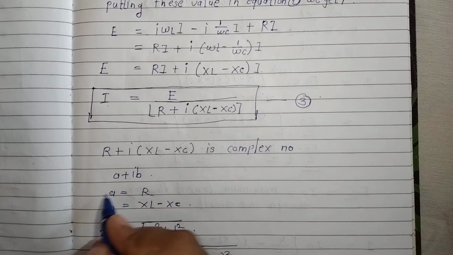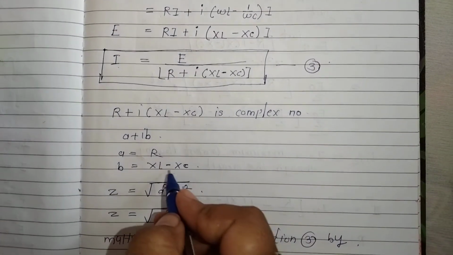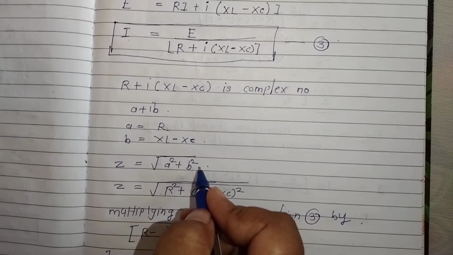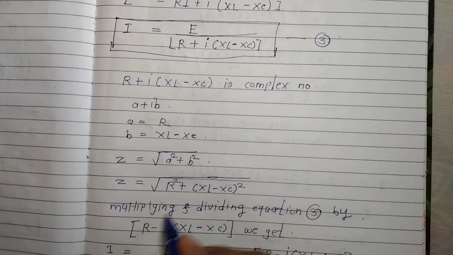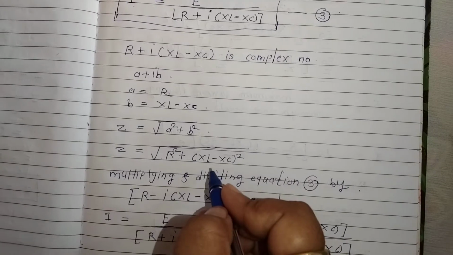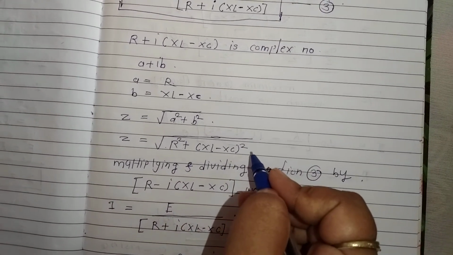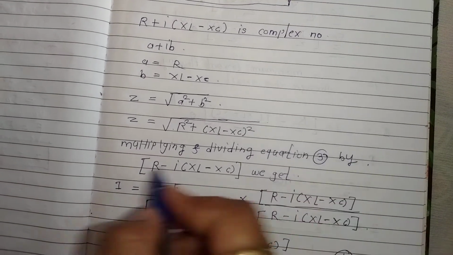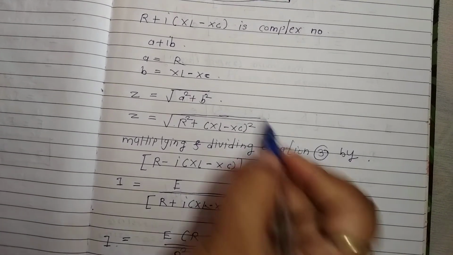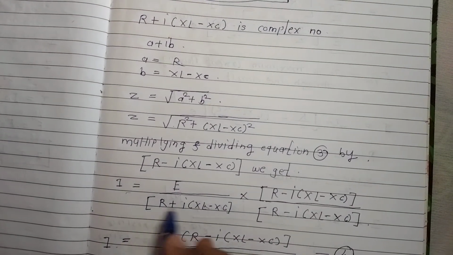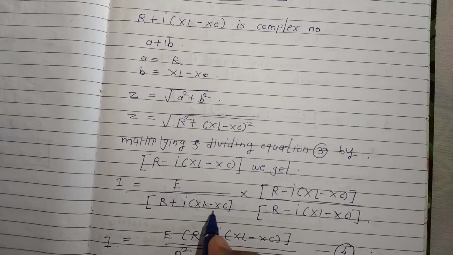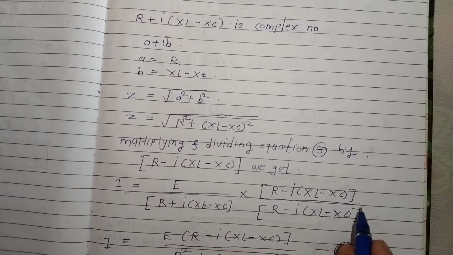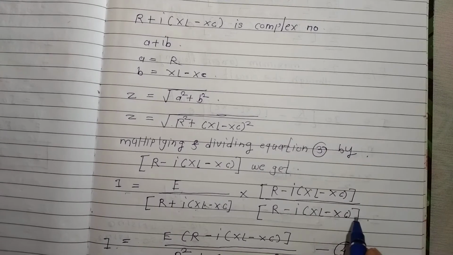A plus iB. A's value is R, B's is XL minus XC. So the complex impedance Z is equal to root of A square plus B square. Putting in the values of A and B, we get Z is equal to root of R square plus (XL minus XC) square. For convenience, we multiply and divide by R minus i(XL minus XC). We get I is equal to E divided by R plus i(XL minus XC), multiplied and divided by R minus i(XL minus XC), divided by R minus i(XL minus XC).